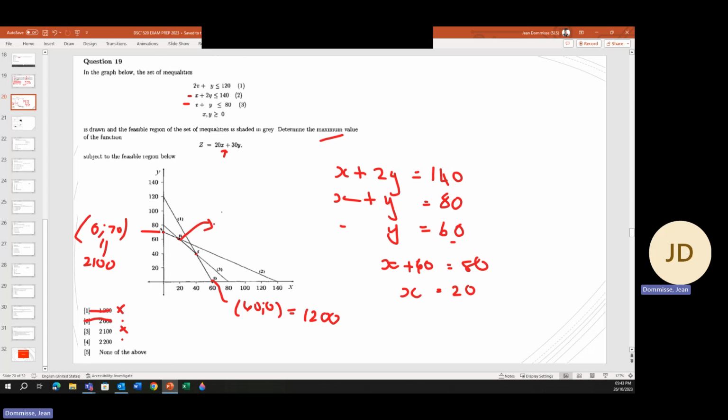And now we can work out, if that is 20 and 60, what the value of that one is. So it will be 20 times 20, which will be 400, plus 60 times 50, which will be 1,800. And if you add those two together, you get 2,200. Okay, which is then option 4.